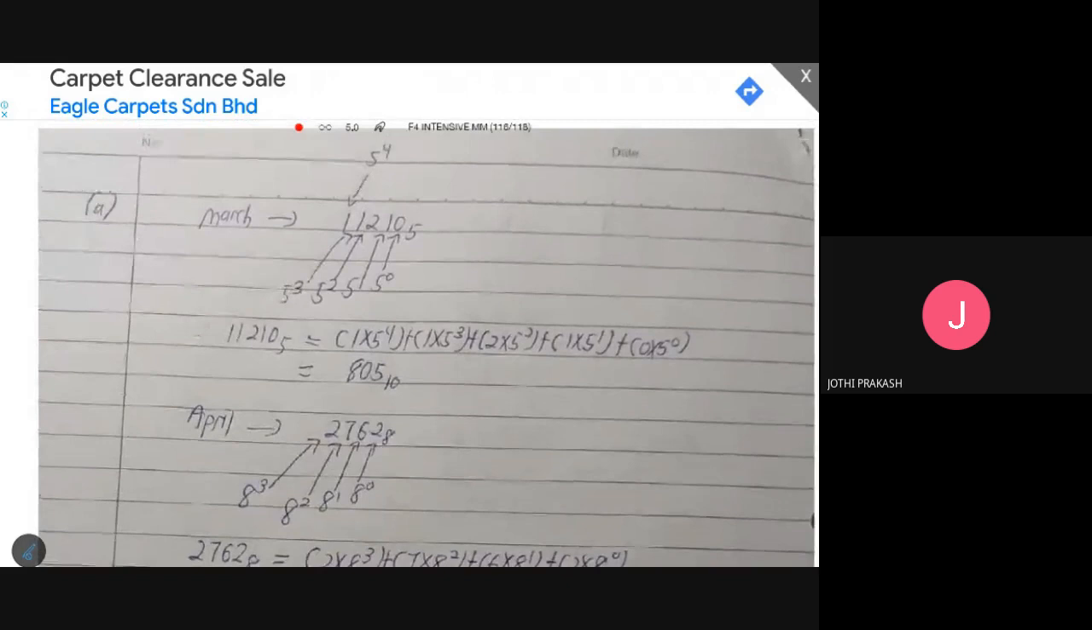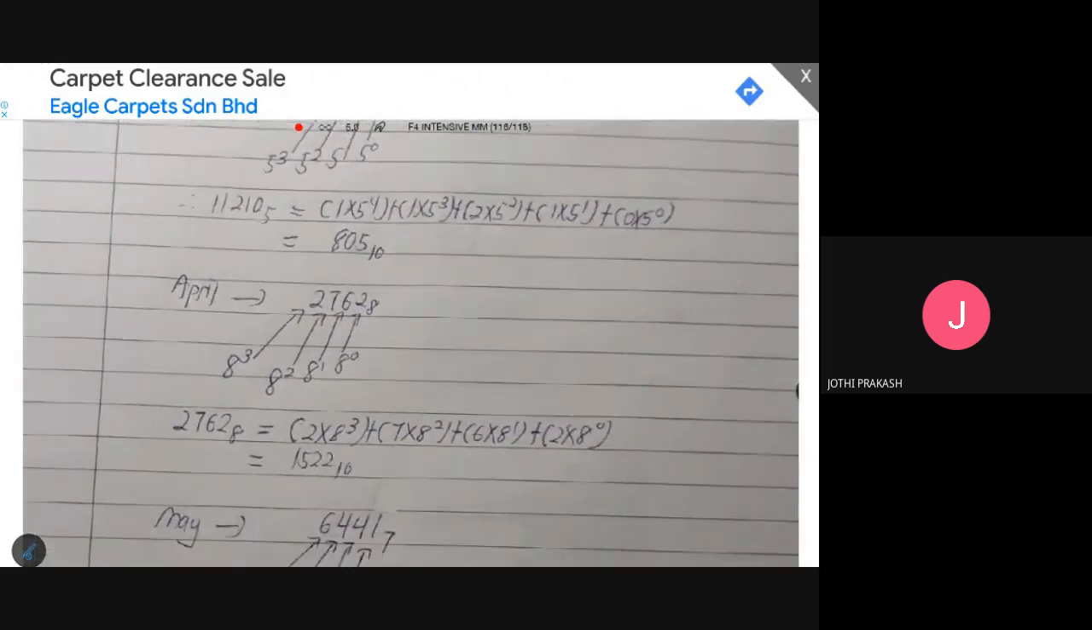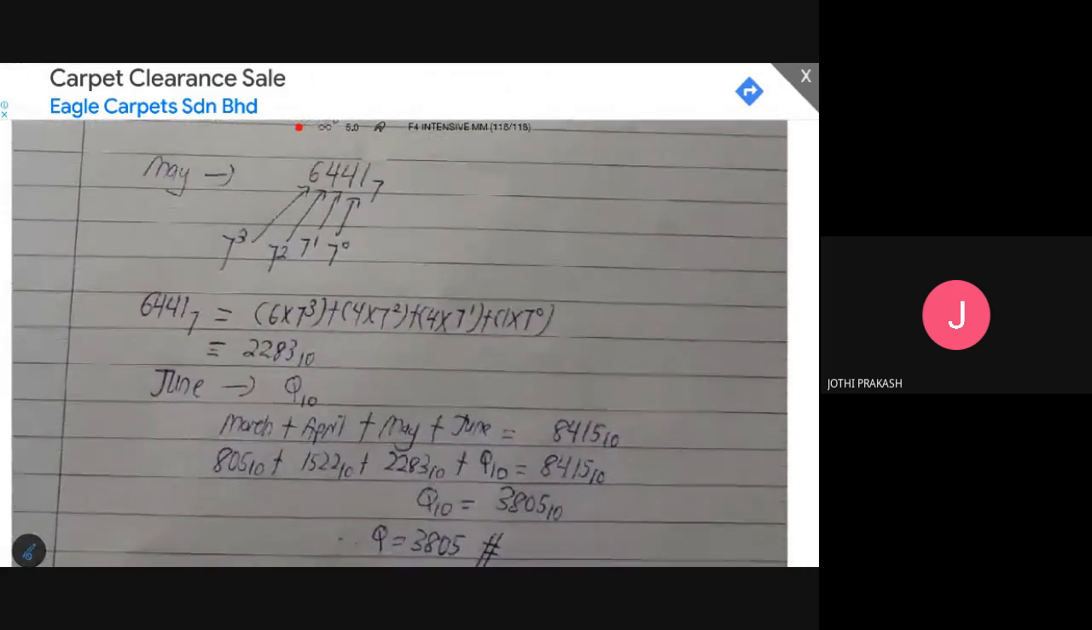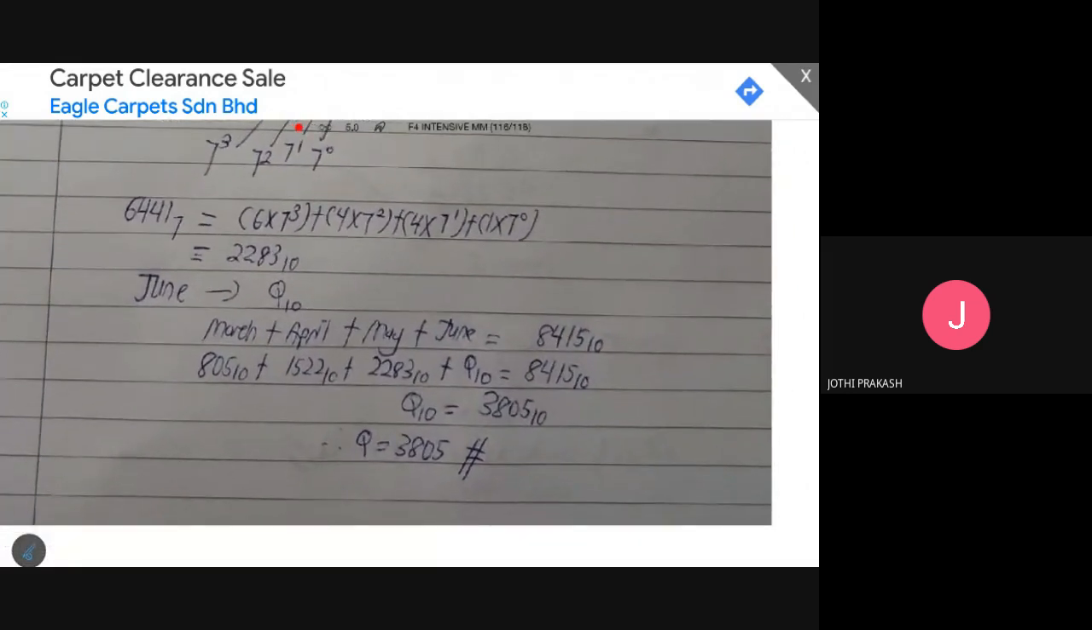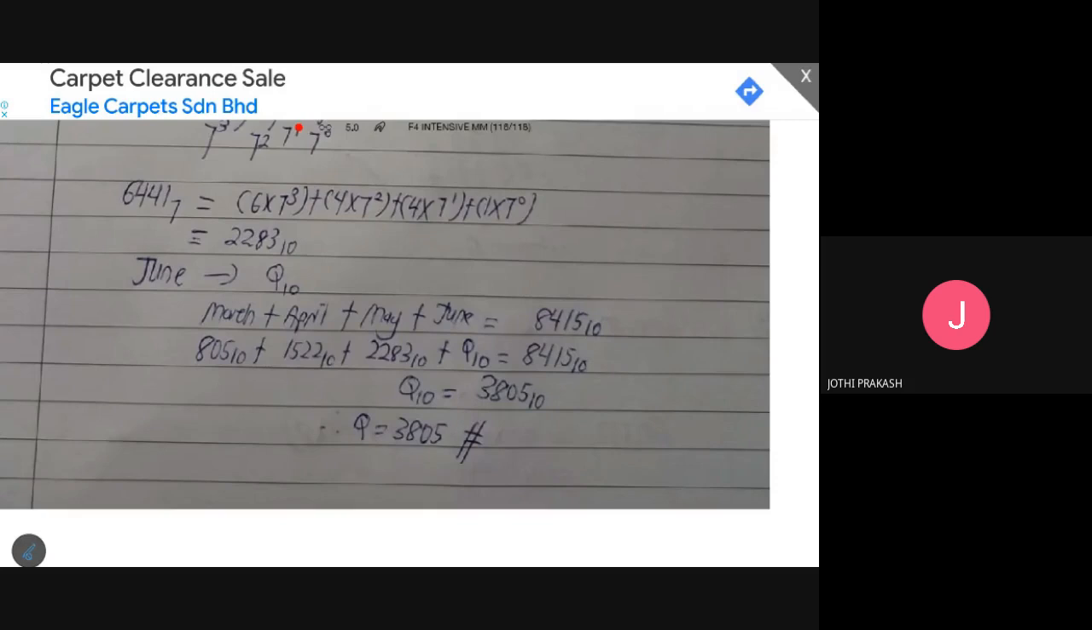Asas berlainan terus pergi asas 10, macam asas 5, 8 dan 7. Okay, so all of these apply the same concept. Kaedah sama saja. So then you just add up all the numbers equal to 8415. Then you will get your final answer 3805.